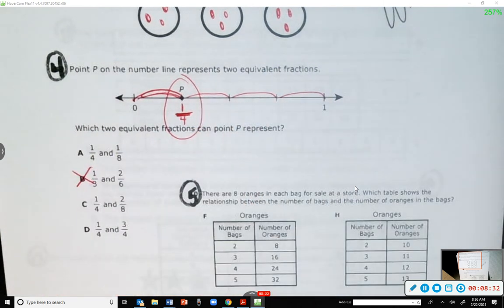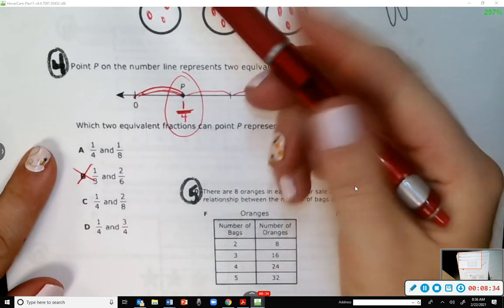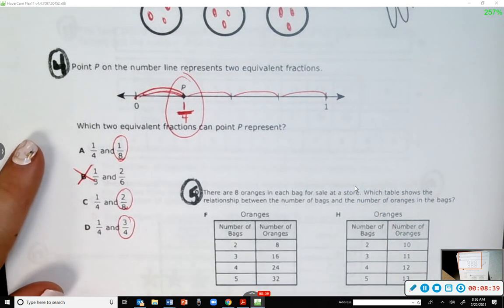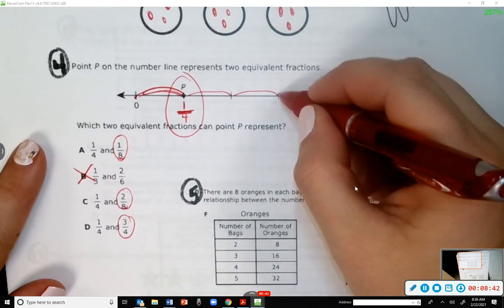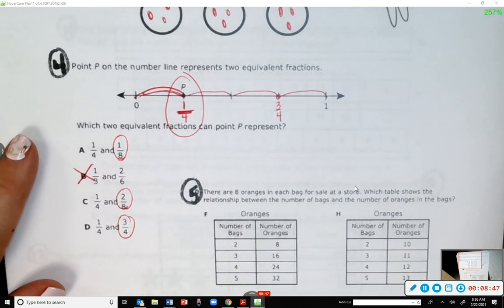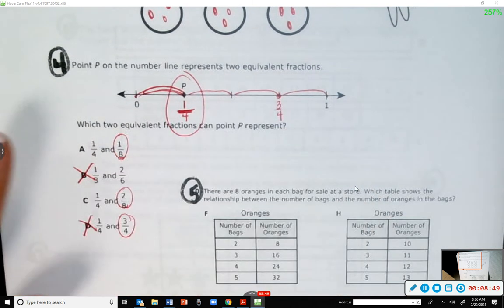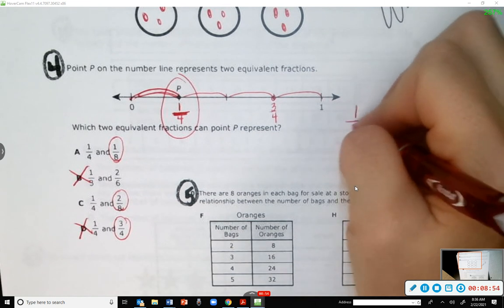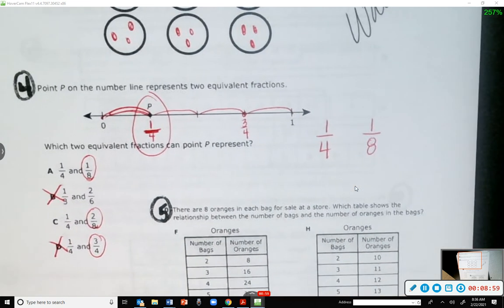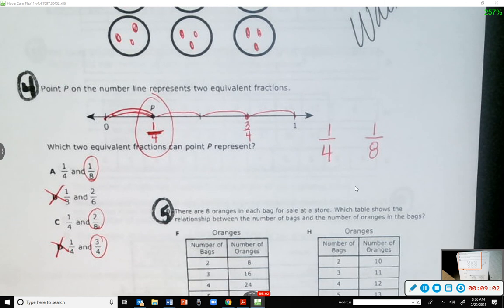Okay? So now I need to figure out if 1/4 is equivalent to 1/8, 2/8, or 3/4. Well, 3/4 would be down here, right? Yes. So can those two be equivalent? No. So now I have 1/8 and 2/8. So let's write it out over here. And what could I do now to see if these are equivalent? Who remembers? Cross multiply.